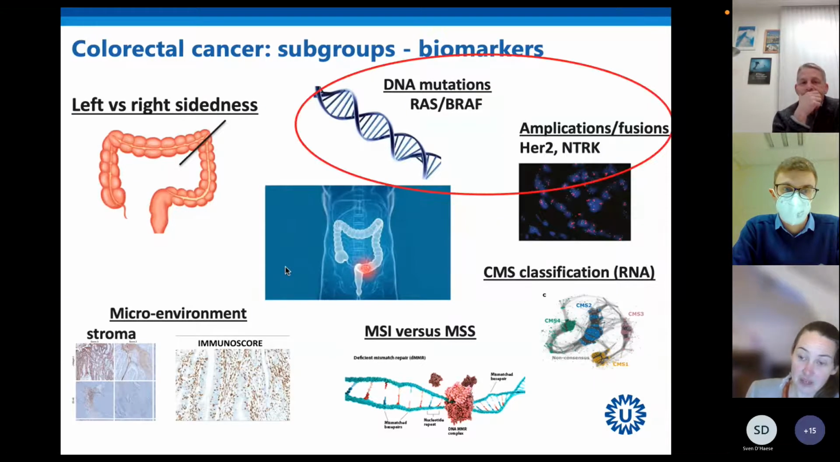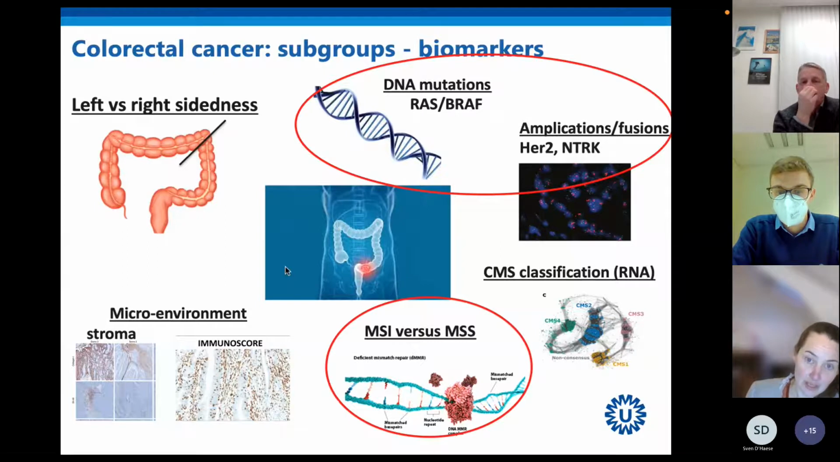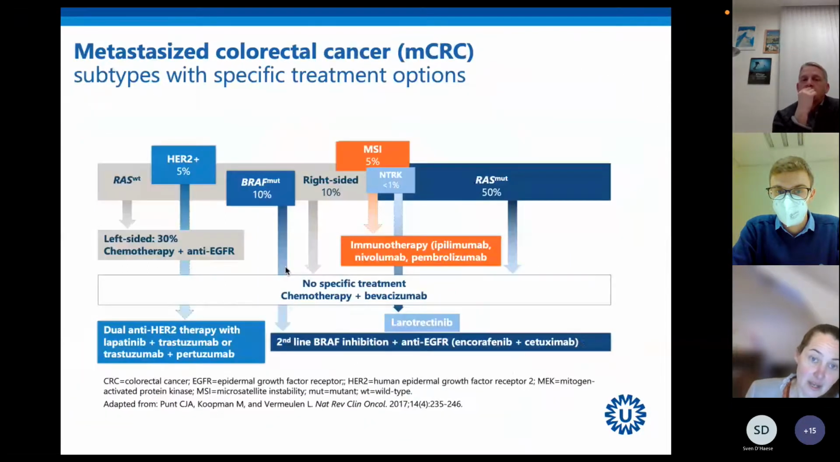As I highlighted before, DNA mutations and amplifications are most predictive of treatment and can be used for treatment decision making, along with the MSI status. When we look at subgroups of colorectal cancer, this graph will come back quite some time because I will discuss all of these subgroups. All these subgroups have therapeutic implications, and I will go through them one by one.